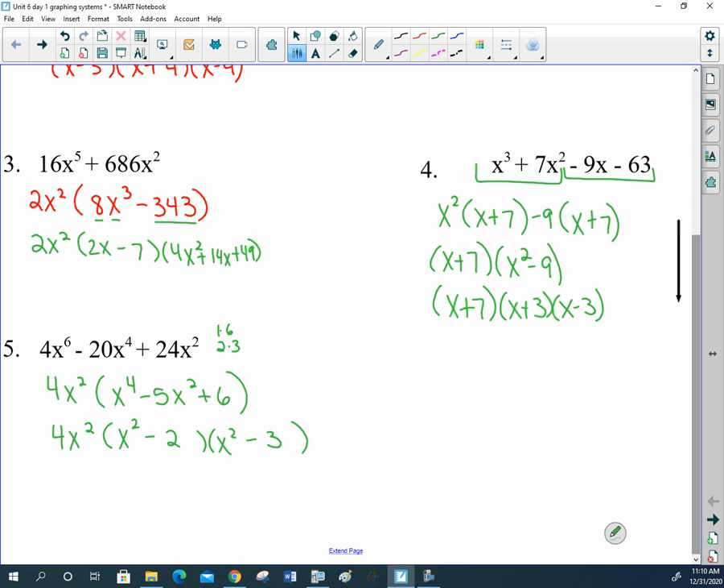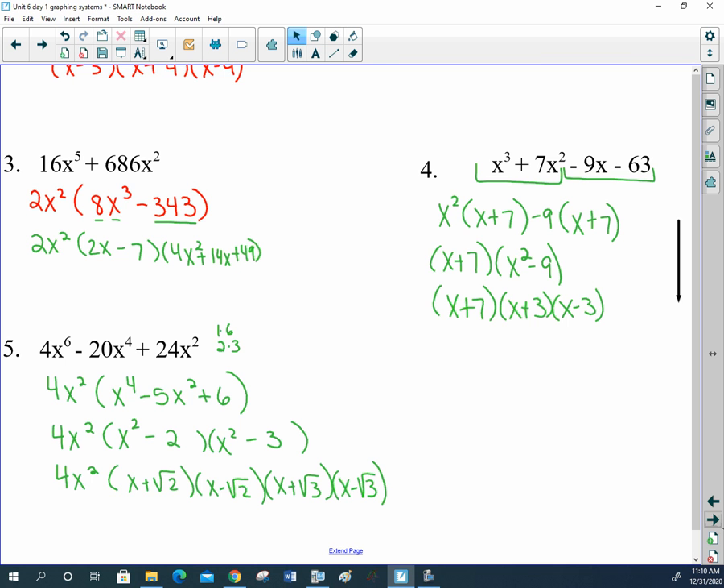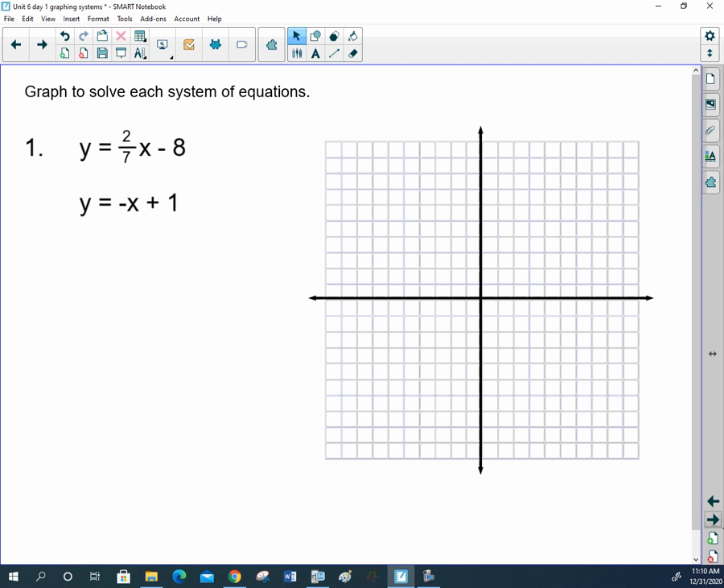Okay, so we could stop right there. You could do those as difference of squares if you wanted. That could go to x plus square root of 2 and x minus square root of 2. And x squared minus 3 could go to x plus square root of 3 and x minus square root of 3. Okay, there we go. There's our factoring. Now we're ready to move on to today's material, which is solving a system of equations. So here we go with that.